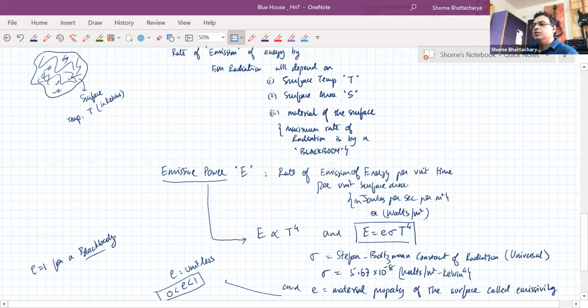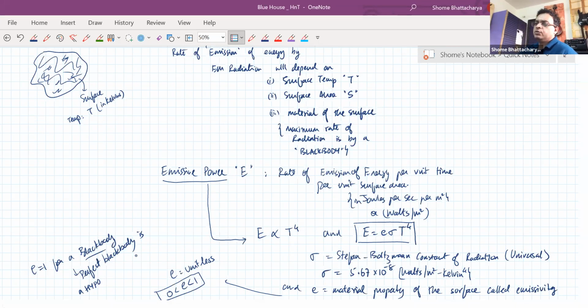Now a perfect black body is a hypothetical material. Sir, what about a black hole, sir? What about a black hole? Yeah, I mean, theoretically, it is argued that it can have an emissivity almost equal to 1.